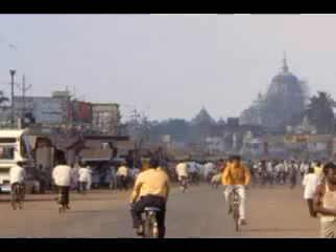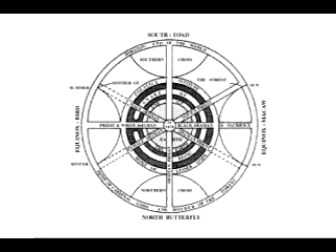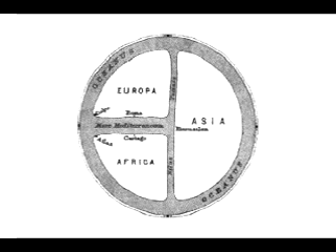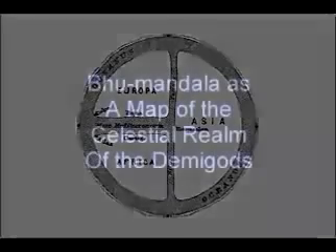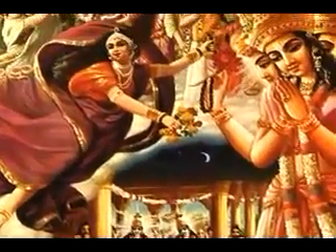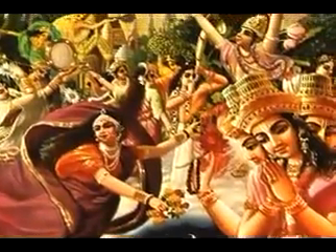This brings us back to our interpretation of Bhumandala, the circle of the earth, with the solar system. In India, it was traditional to identify the earth, or a localized part of the earth, with the heavens. We see the same thing in many traditions where the cosmic axis is identified with a mountain or cultural center. Bhumandala can also be understood as a map of the celestial realm of the demigods.